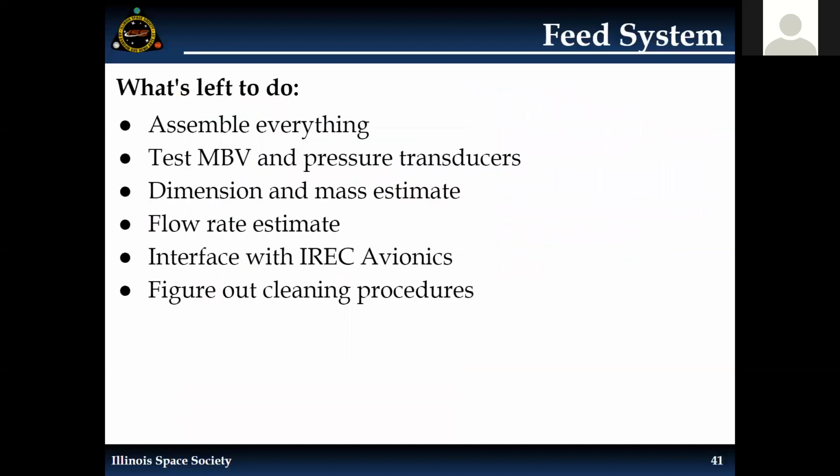And then here's what's left to do in our feed system. We have almost all of the components in our feed system, but they're all in a room right now. They need to be assembled. We've mentioned this a bunch, but we're going to be testing that main ball valve and calibrating pressure transducers. We need to dimension everything and make a mass estimate.